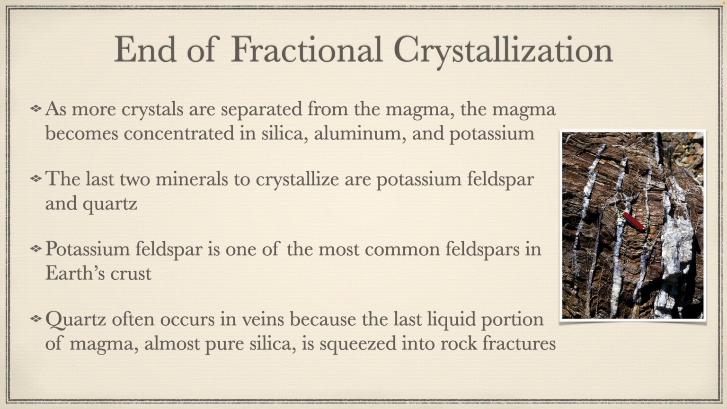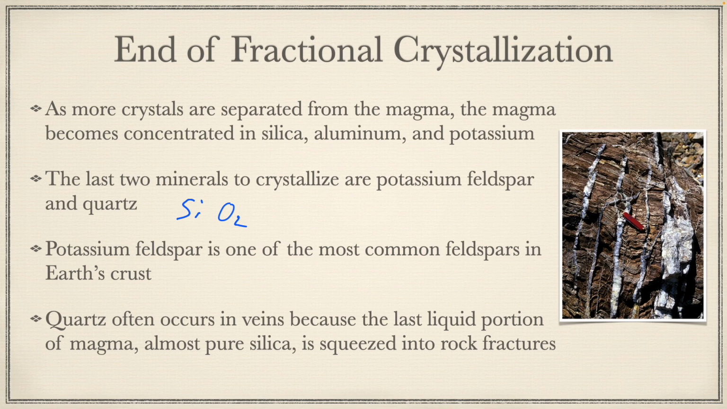So the end of fractional crystallization. As more crystals are separated from the magma, it becomes concentrated in silica, aluminum, and potassium. Okay, so you've got silica, aluminum, and potassium that's kind of left over at the end of all this. So the last two minerals to crystallize then are potassium feldspar, which is potassium, aluminum, and silicon, and quartz, which is just SiO2, which is silica.